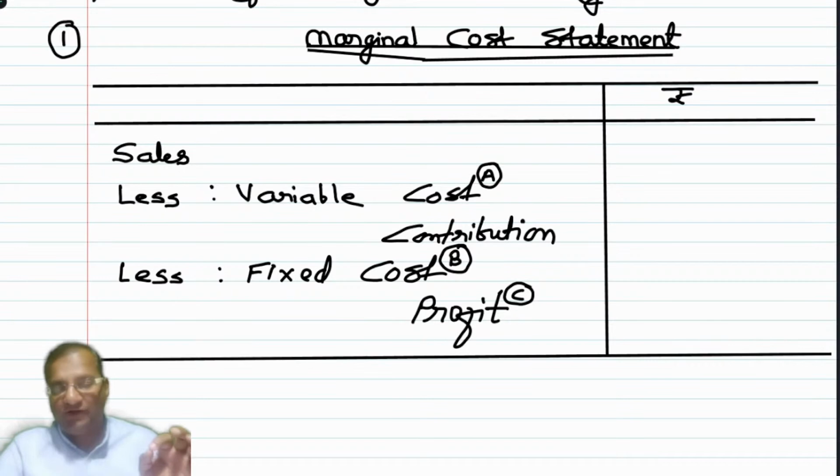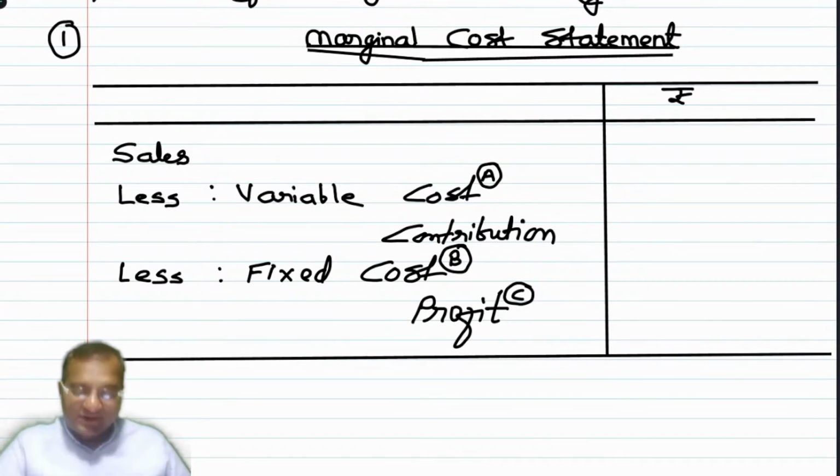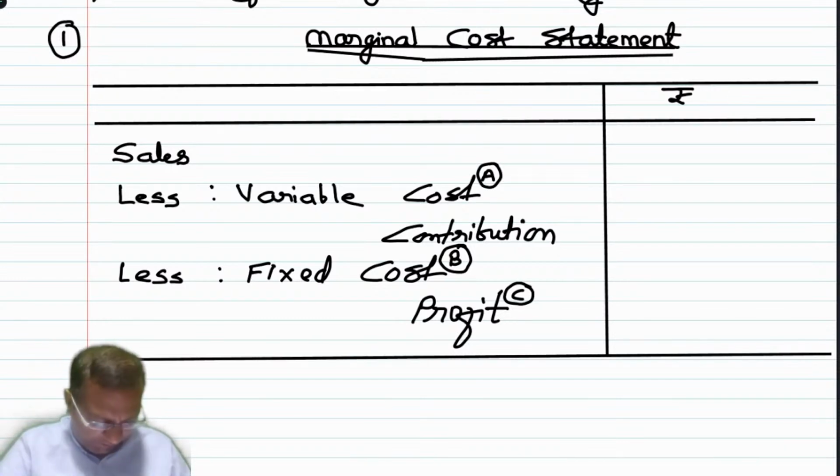Now, point C is very interesting. Whether the profit that will appear in the marginal cost statement is before income tax, that is profit before tax, or it will be profit after income tax. What do you say, beta?